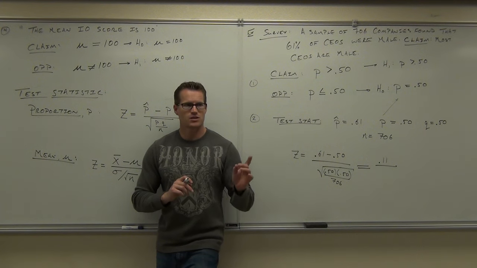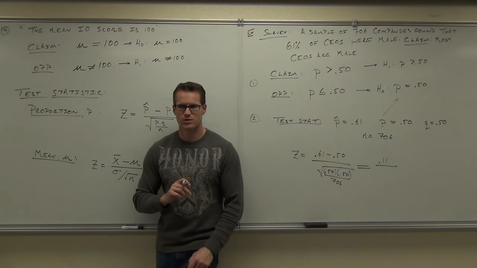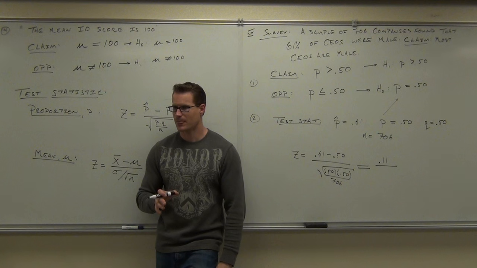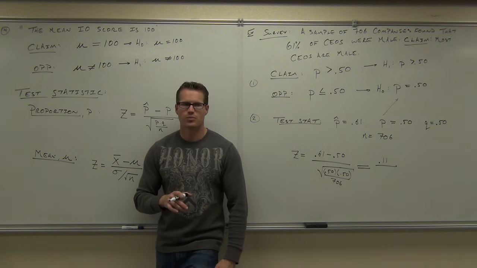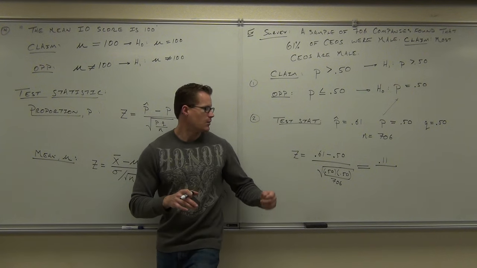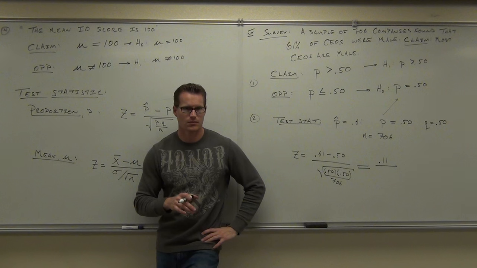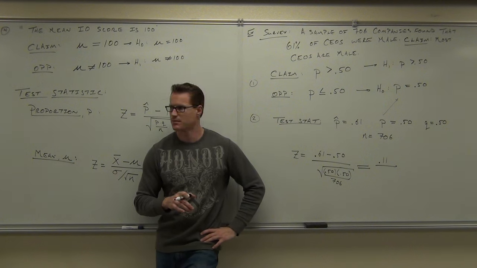Okay. Now, take a square root of that. All you got to do is press square root, and then press answer, wherever your answer button is. Usually you have to press a second or a shift button to get there. Press enter. It gave you something like that? Now, press 0.11 divided by answer. And it will give you 5 point something. Did it give you 5 point something?